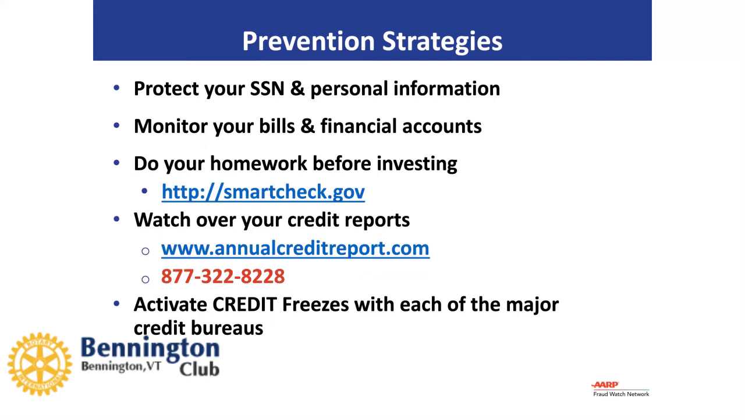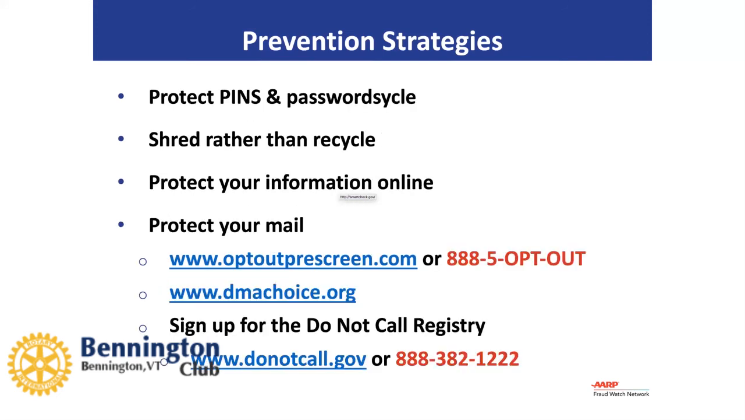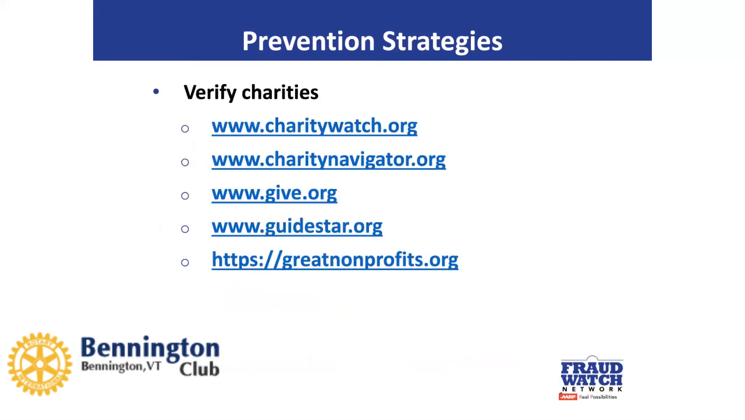The number one way that criminals are able to open new accounts is that they end up getting your information and then going online to your credit report. So you don't want the credit report to be available to other folks, except when you want to use it, so get a freeze. Protect PINs and passwords. Don't recycle papers with account numbers. Protect your information online. I'm not going to go through all the bullets, but you'll get this in an email.